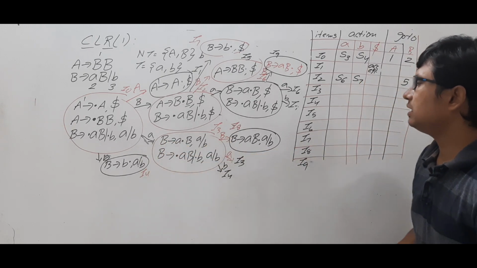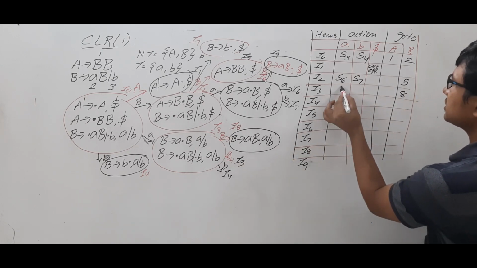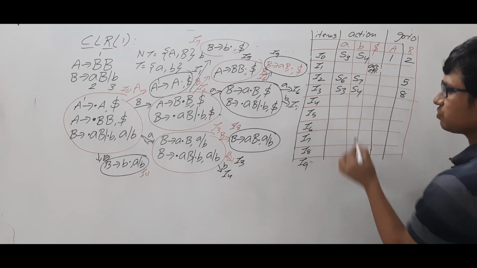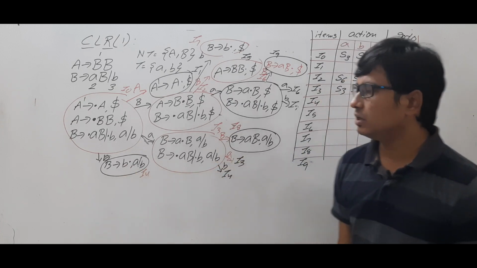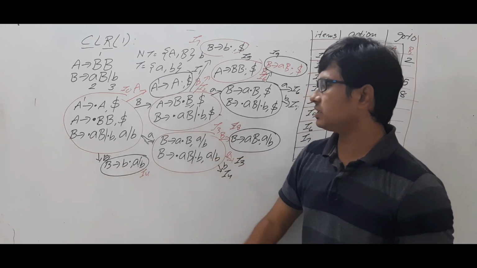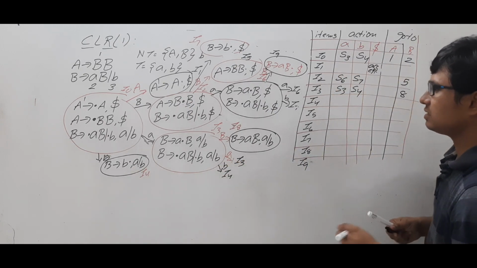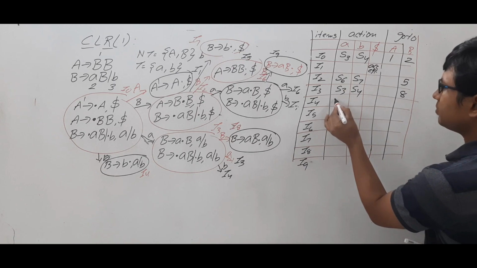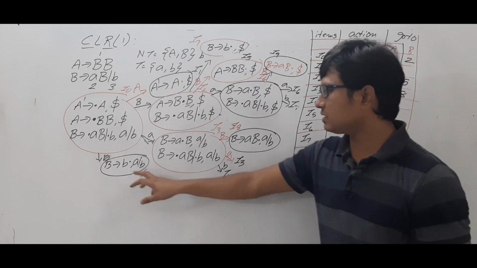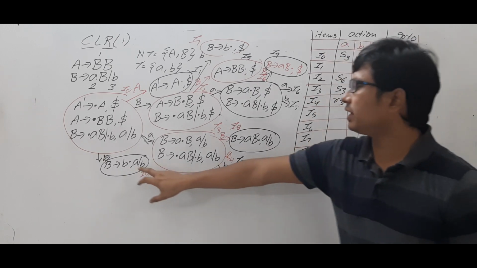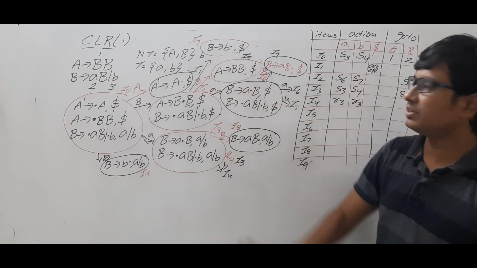Then I3 we will look at. On capital B it is I8, so I will write 8 here. On small a it is S3, on small b it is S4. Okay, I3 is done. Come to I4. As it is a reduced move, the production number is 3, so R3. Where should I write it? In the look ahead, such as a comma b, so I will write R3 and R3. Because it is a reduced move, I will write it in the look aheads only, a and b. So I4 is completed.